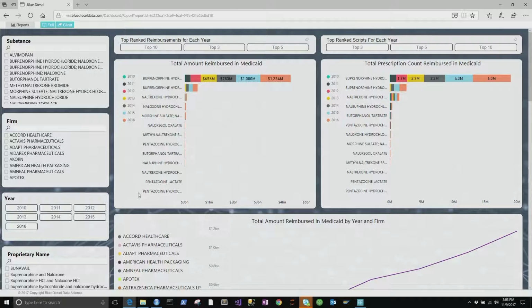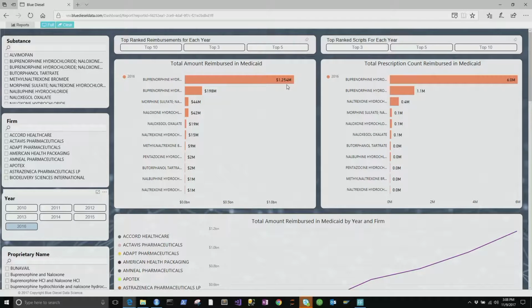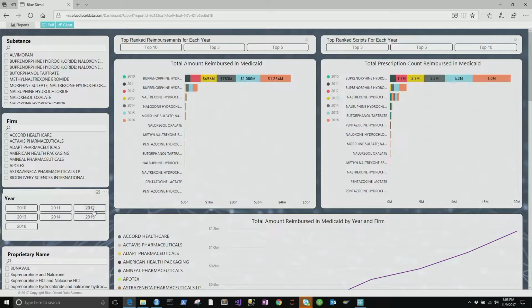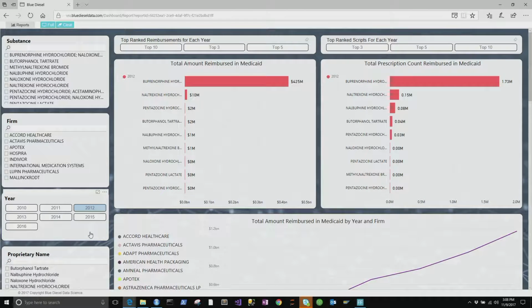Let's just look at 2016 out of curiosity. So $1.254 billion in Medicaid reimbursements reported for this drug. In 2016, what did it look like in 2012? In 2012, $425 million. So that's a significant increase in a few years.